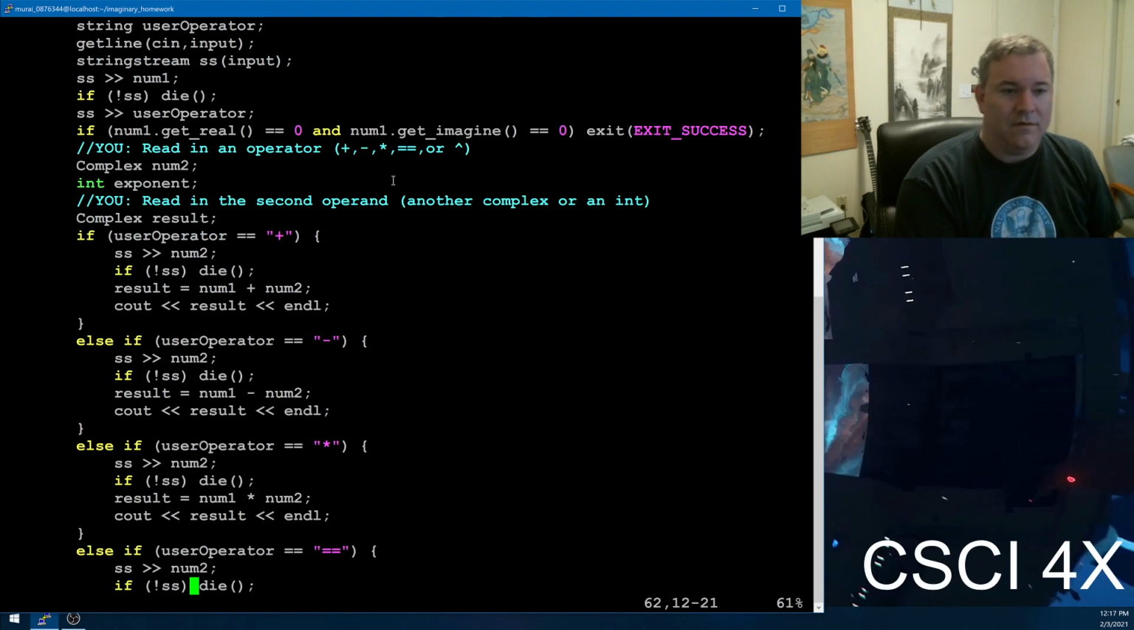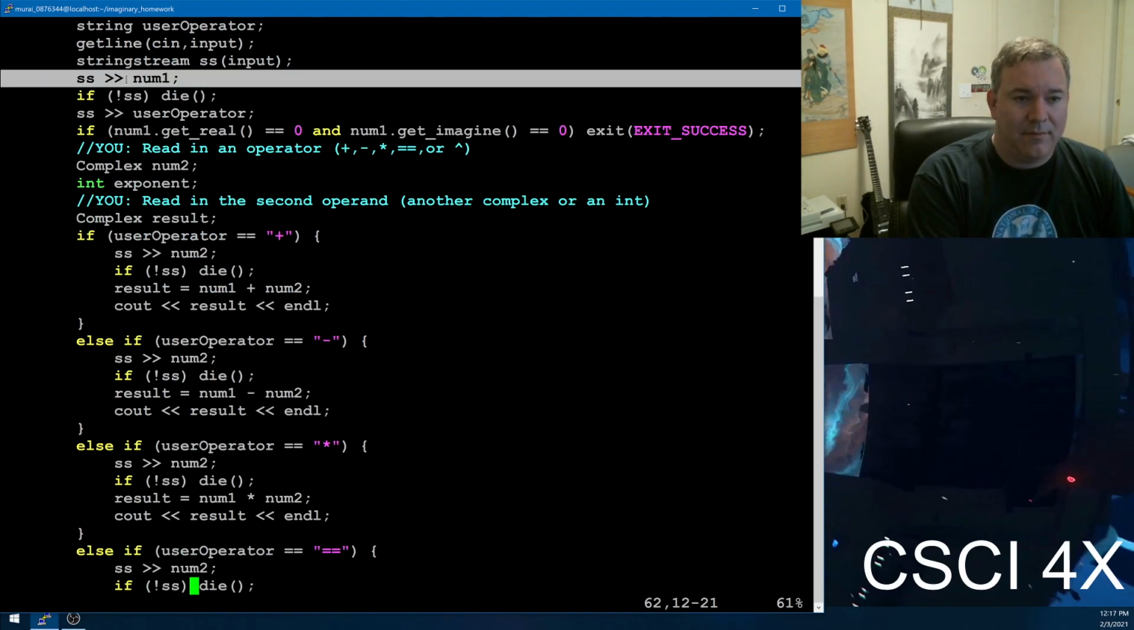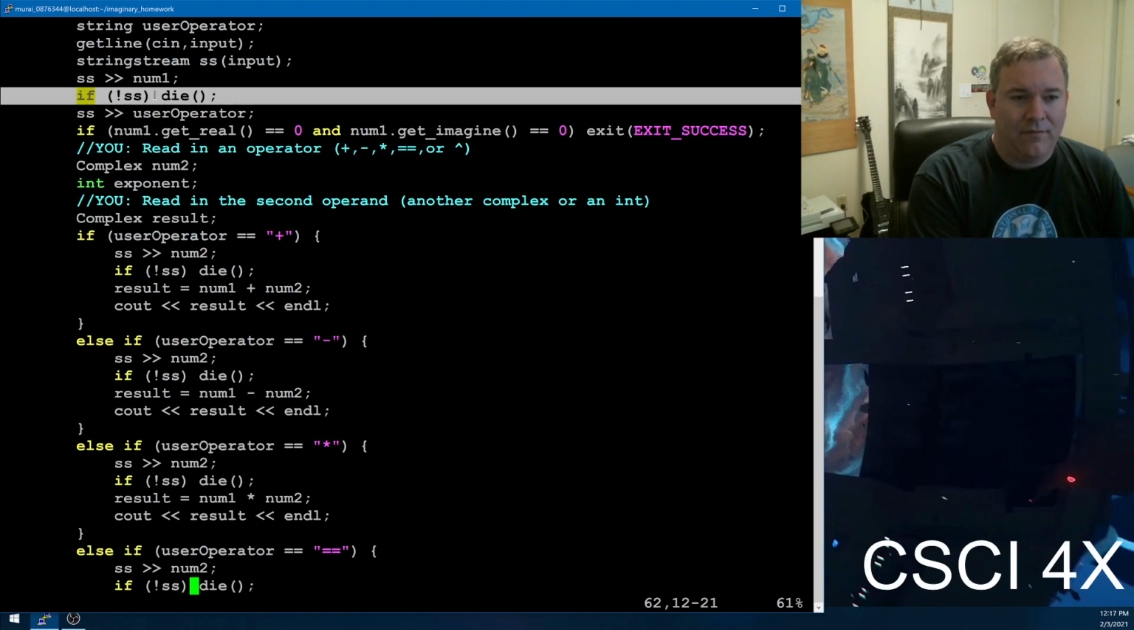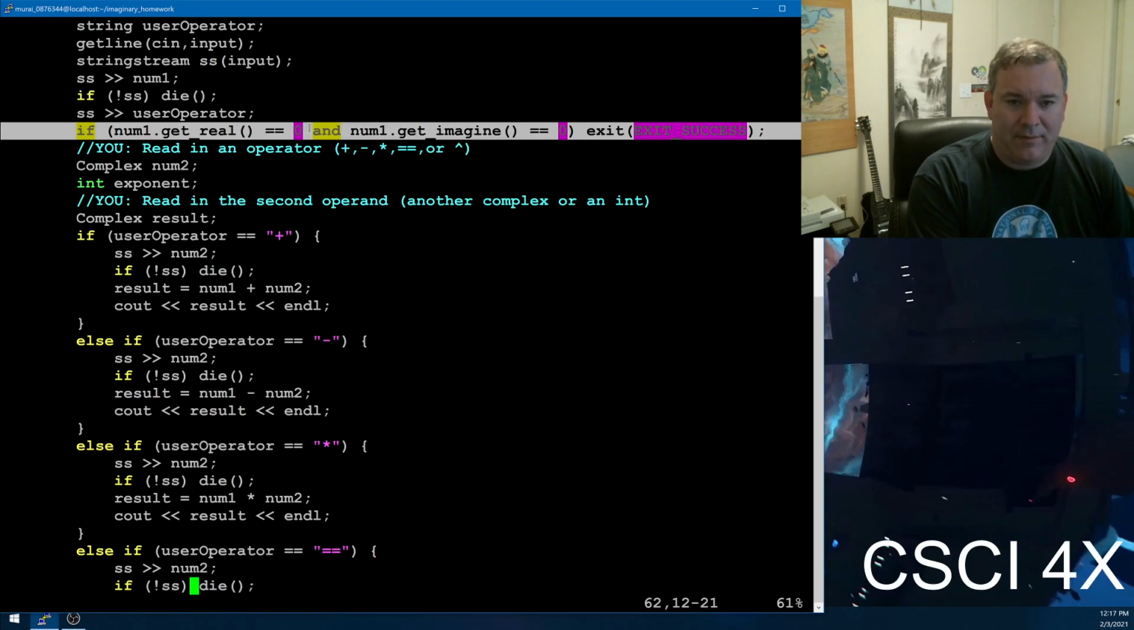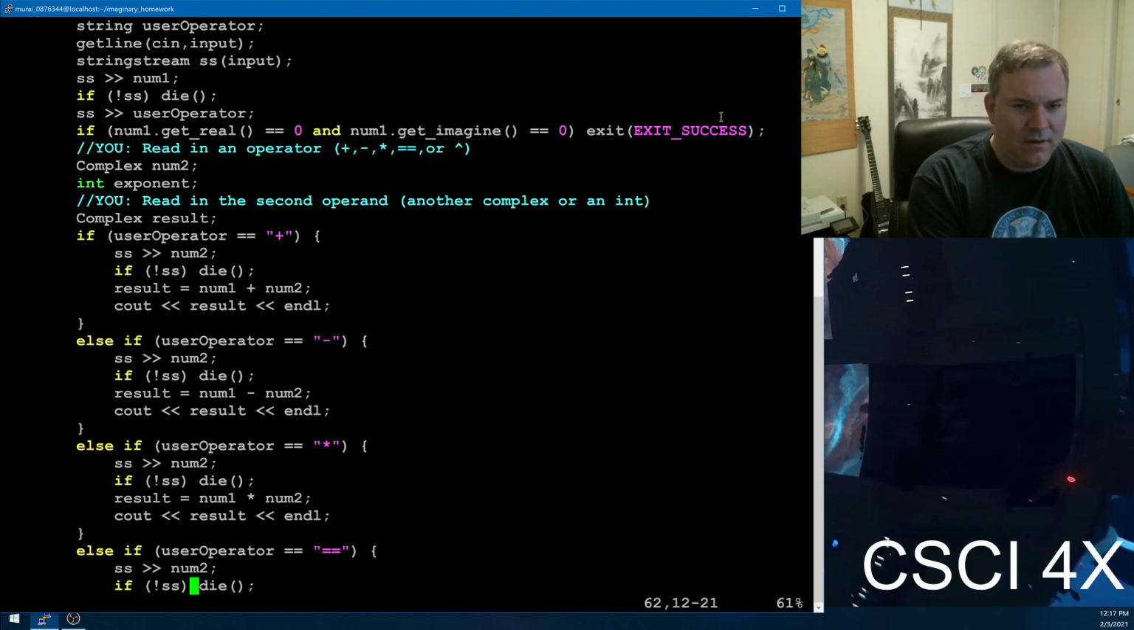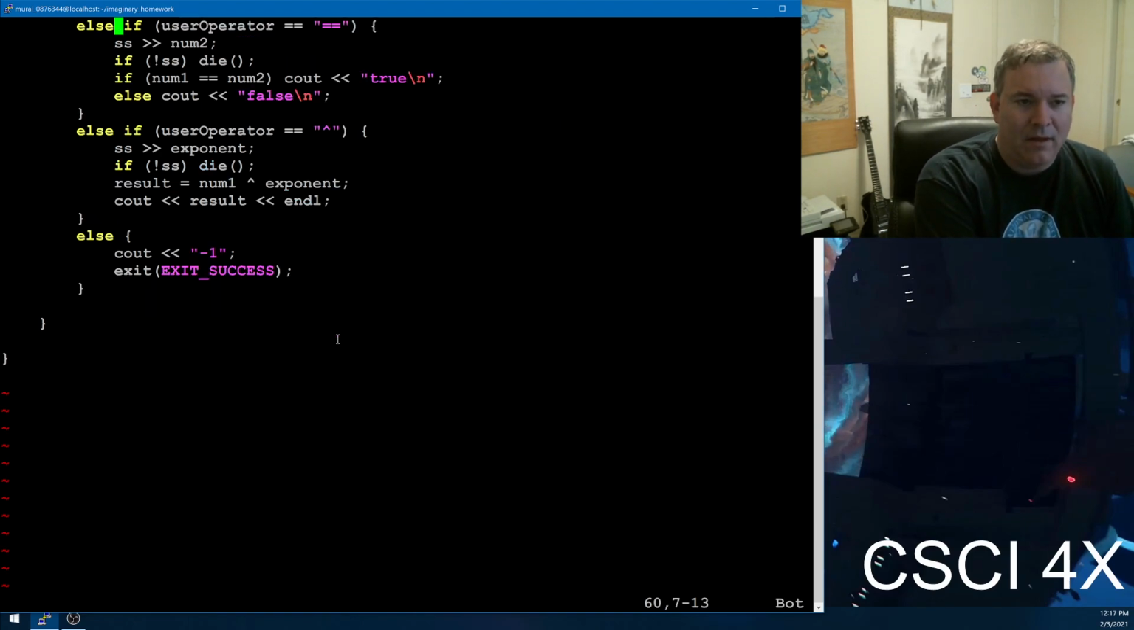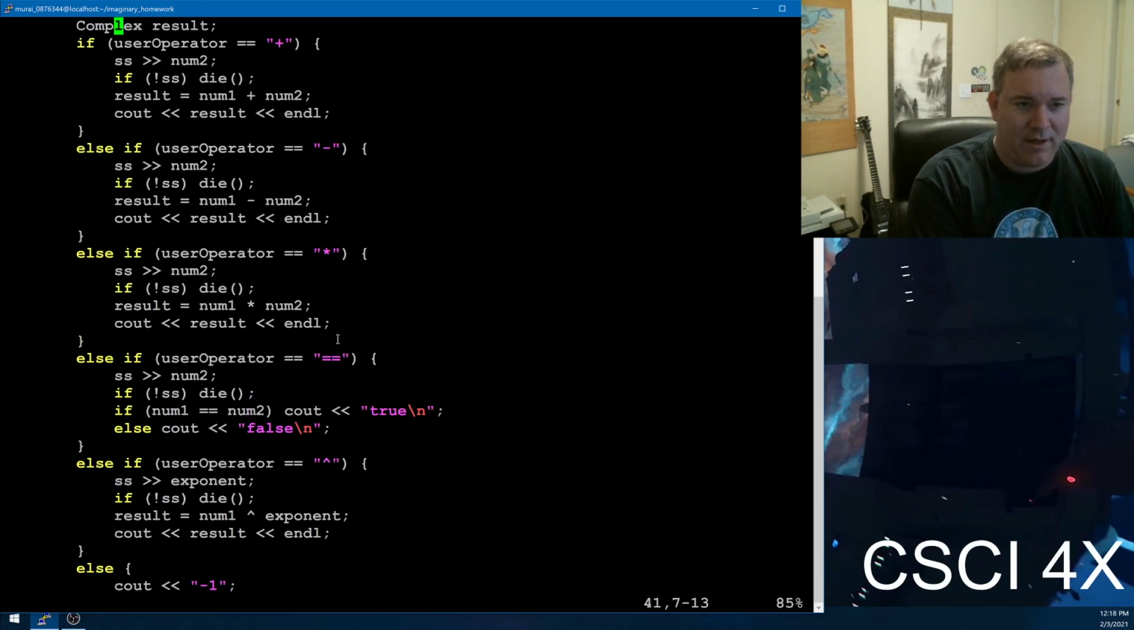So let's see, you read in a complex number, you read in the operator. If the complex number was bad, you die. If they typed in 0 0, you quit with success being passed back to the operating system, which isn't used by anything, but it's a good habit. Good job there. You then look at the operator, and if the operator is anything but exponentiation, then you read in a second number.